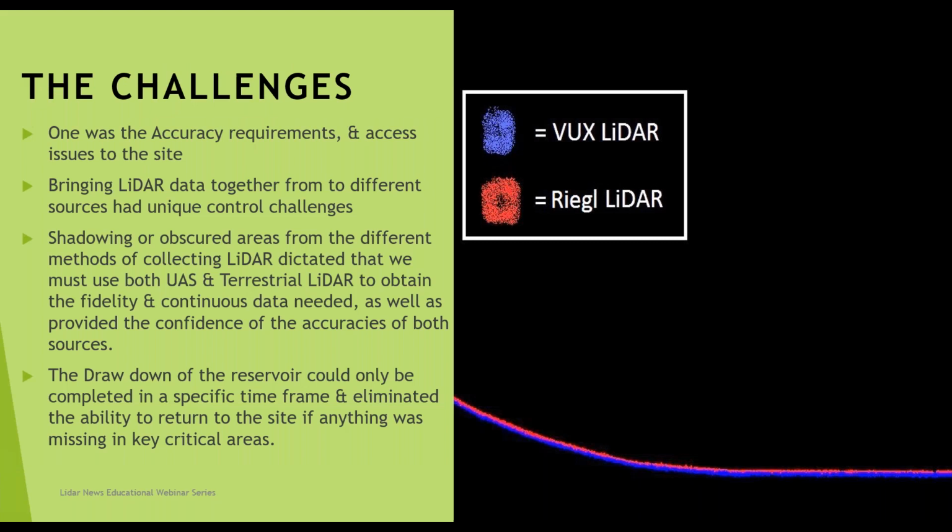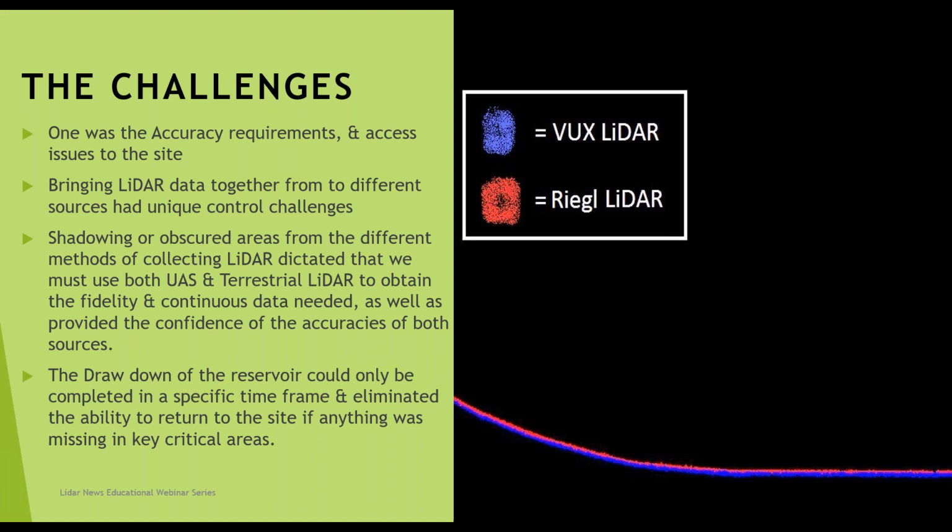So some of the challenges were accuracy requirements. Obviously, doing an as-built on a critical infrastructure project, the accuracy is going to be very high. We knew that terrestrial LIDAR was going to be more than capable of meeting these requirements, and we've had the experience that the UAS was as well. But never having brought those two different data sets together, we were wondering how that data was going to separate.